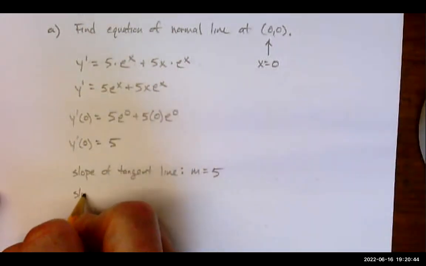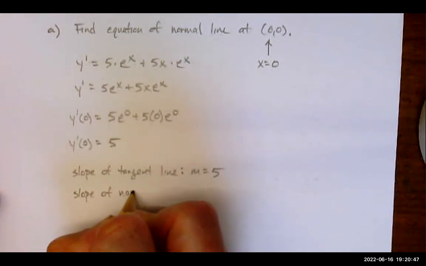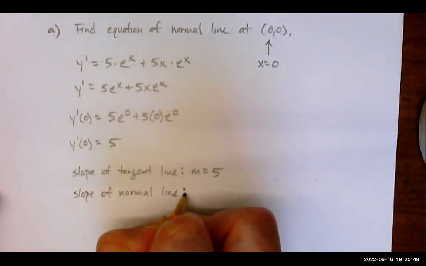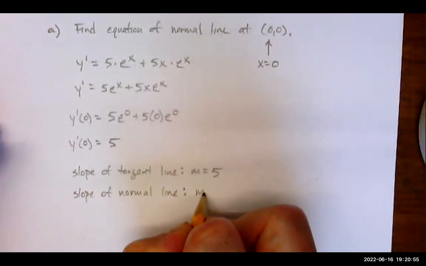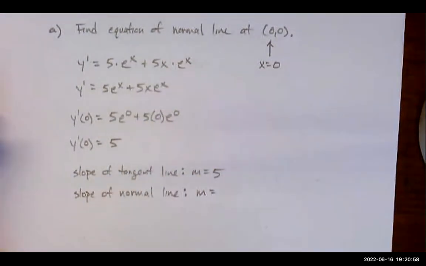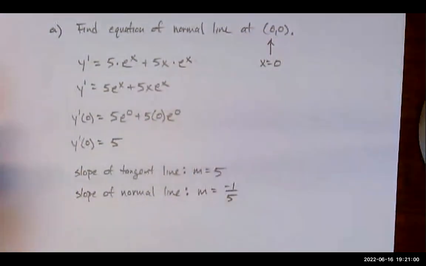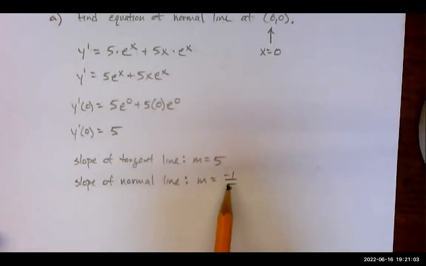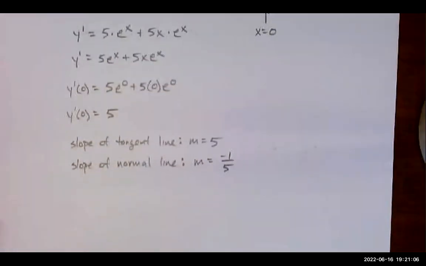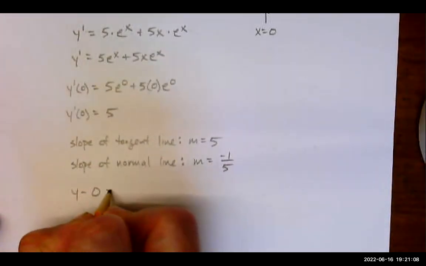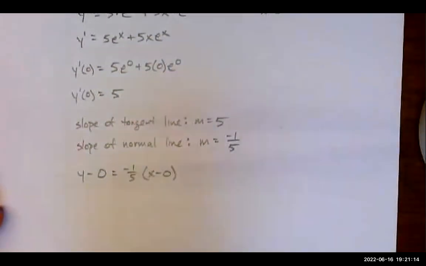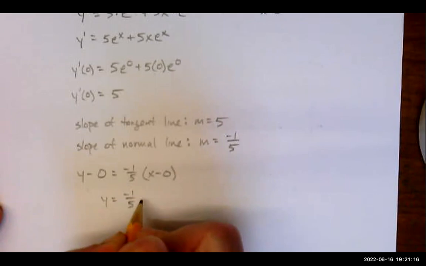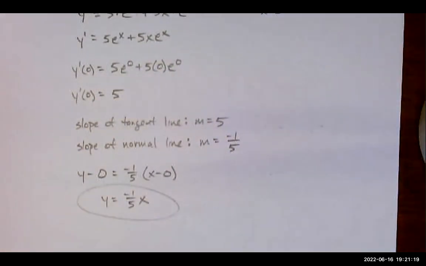What is the slope of the normal line? I said the normal line is always perpendicular to the tangent line. Well, perpendicular is the negative reciprocal, -1/5. So there's the slope that we want, and we know it passes through this point. So y minus 0 equals -1/5 times x minus 0. And if we clean that up, it works out pretty well. y equals -1/5 x.